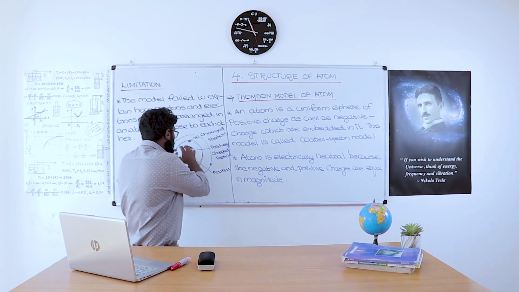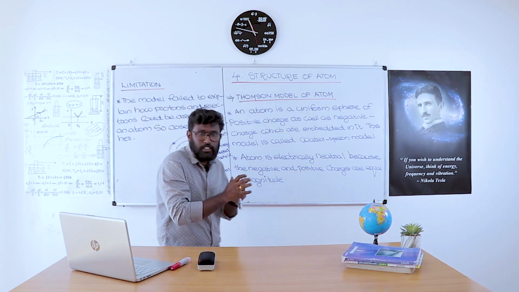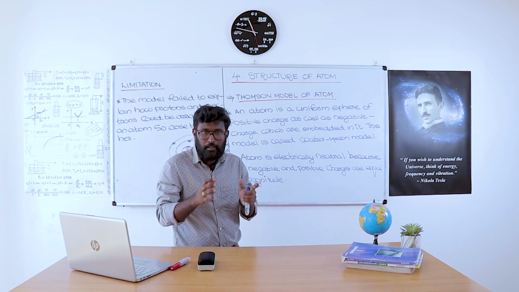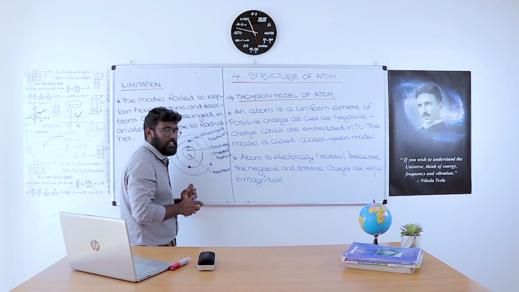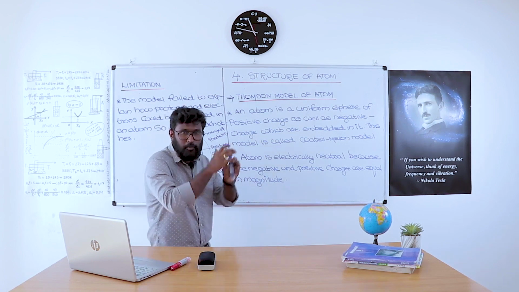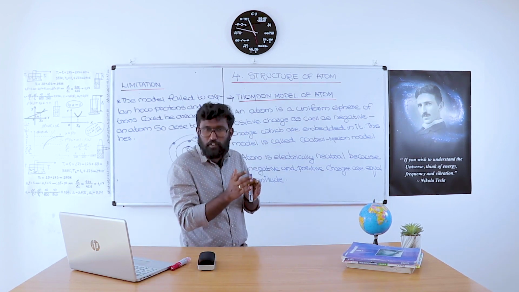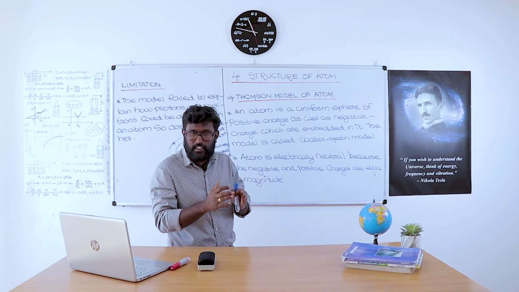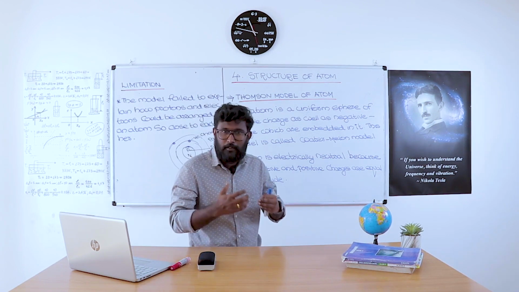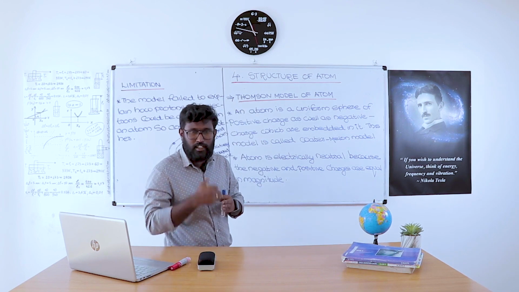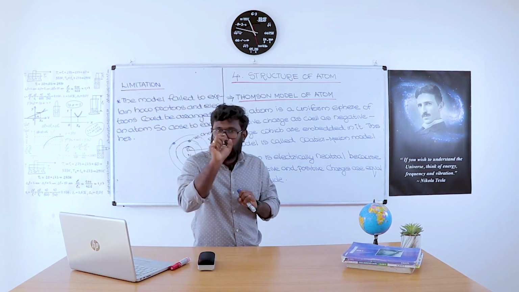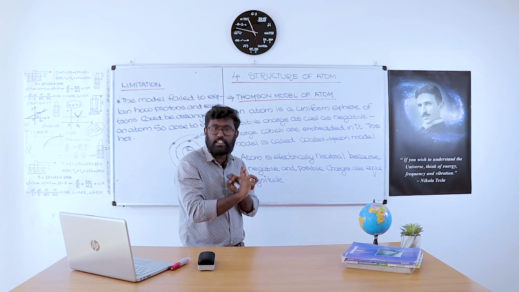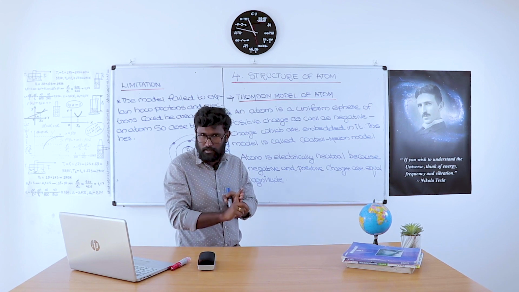So here, the important thing regarding the atom is that the atom is electrically neutral. Why? Because there is positive charge and there is negative charge. If that positive charge and negative charge are of equal magnitude, then both the charges cancel each other, and the resultant is that the atom is electrically neutral. So matter is made up of tiny particles called atoms. Atoms are indivisible and invisible.